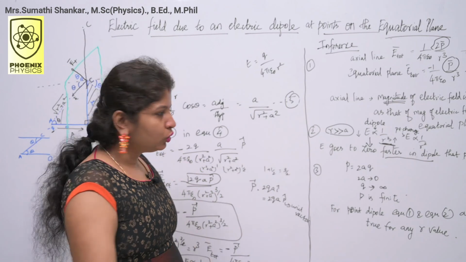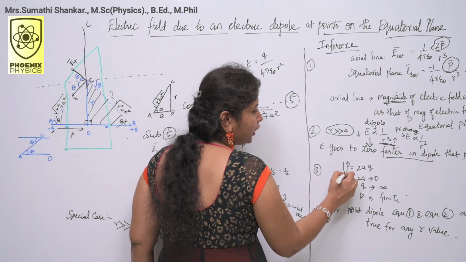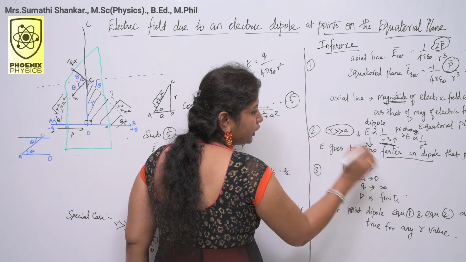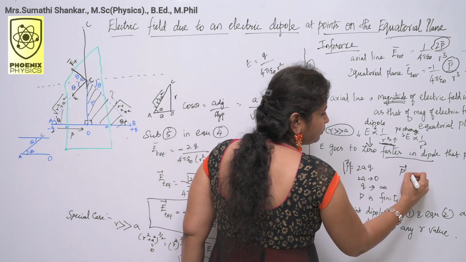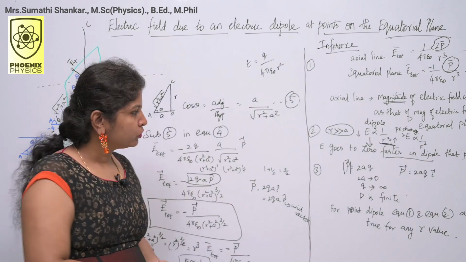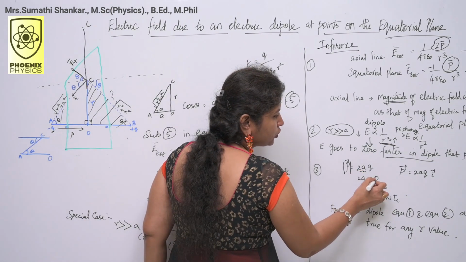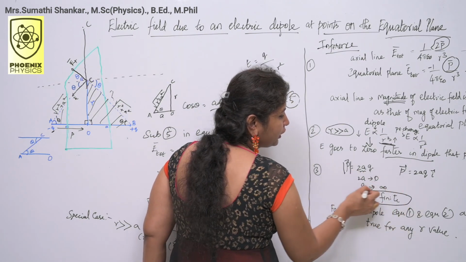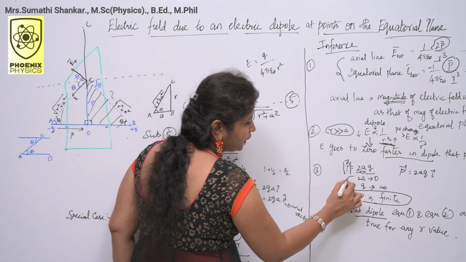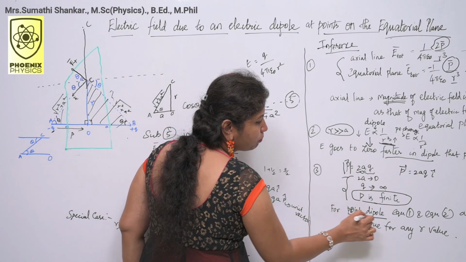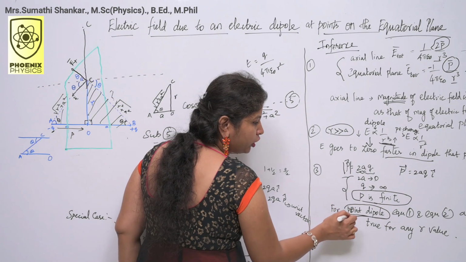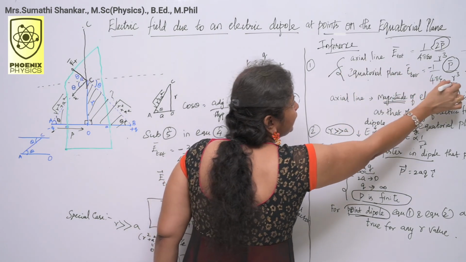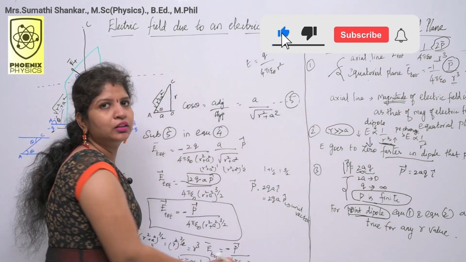Third conclusion, you know the formula: the scalar quantity of dipole moment P can be written as 2aq. If it is a vector, P can be written as 2aq I vector. Suppose 2a tends to 0 and q tends to infinity, the product 2aq gives a finite value. Under this condition we can treat the dipole as a point dipole. If it is a point dipole, these two equations are valid for any value of R. This is our third conclusion.